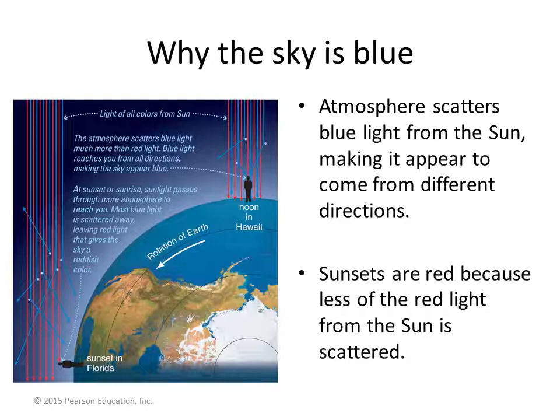So let's quickly take a look at this phenomenon we see as different colors of the sky. The atmosphere scatters blue light from the sun, making it appear to come from different directions. So as you can see, the person at the top of this globe, noon in Hawaii, is what they're showing. The blue light is being bounced around, and of course, that's what we see. What our eyes pick up is the blue. All the other wavelengths of light are absorbed.